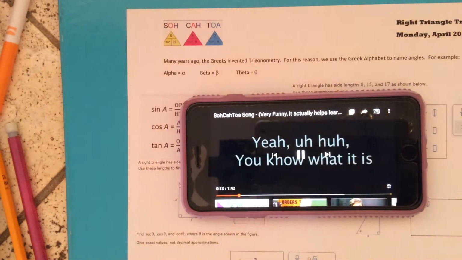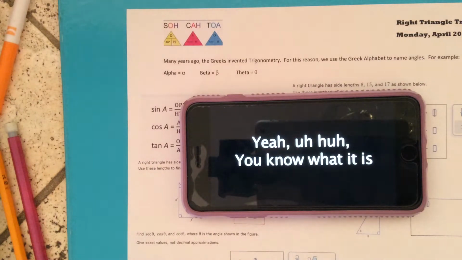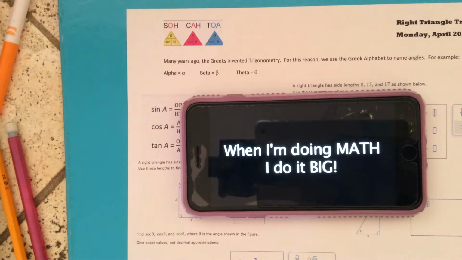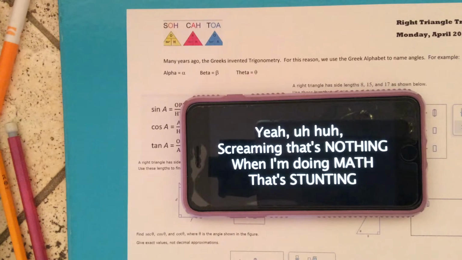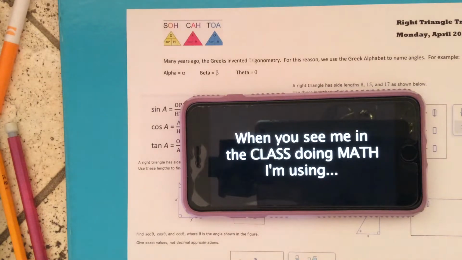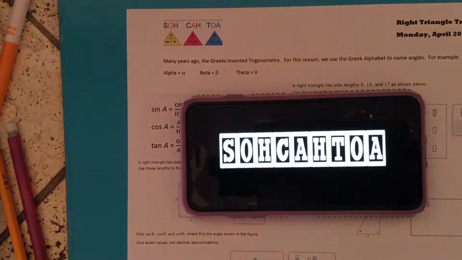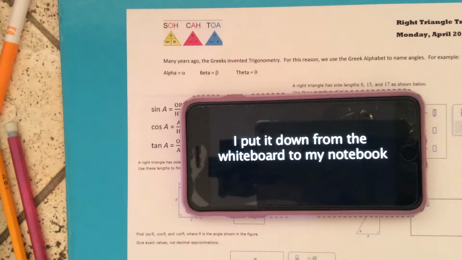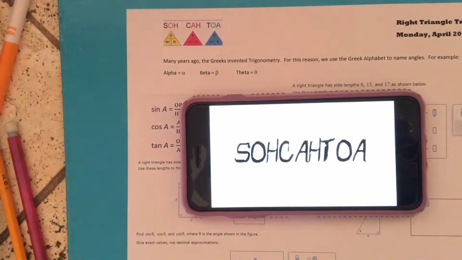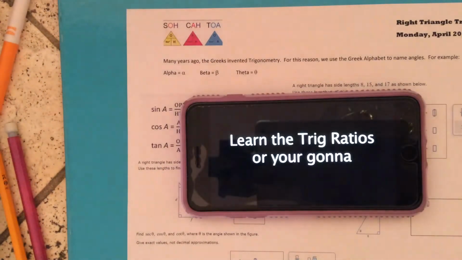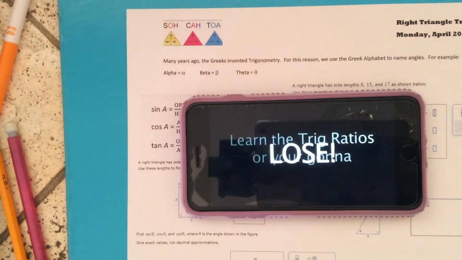SOHCAHTOA. Yeah, you know what it is. When I'm doing math, I do it big. Yeah, screaming that's nothing. When I'm doing math, that's stunting. When you see me in the class doing math, I'm using SOHCAHTOA. Put it down from the whiteboard to my notebook. SOHCAHTOA. Learn the trig ratios or you're gonna lose.